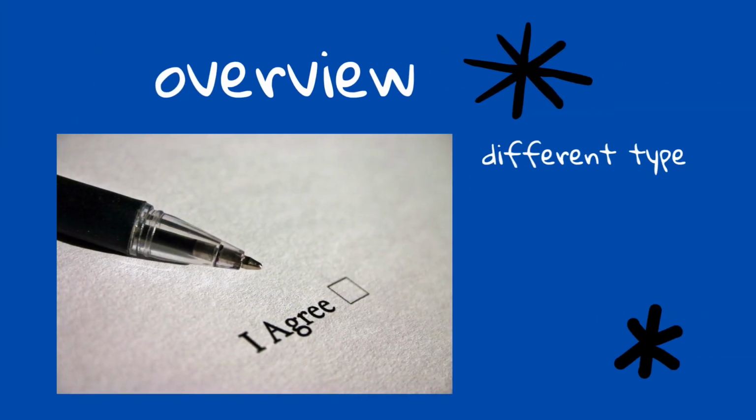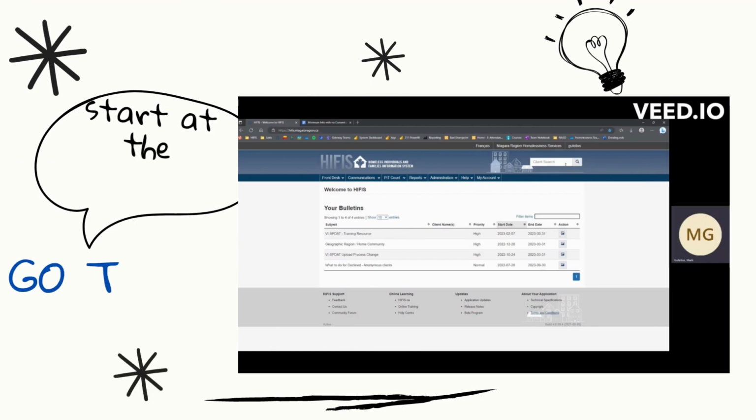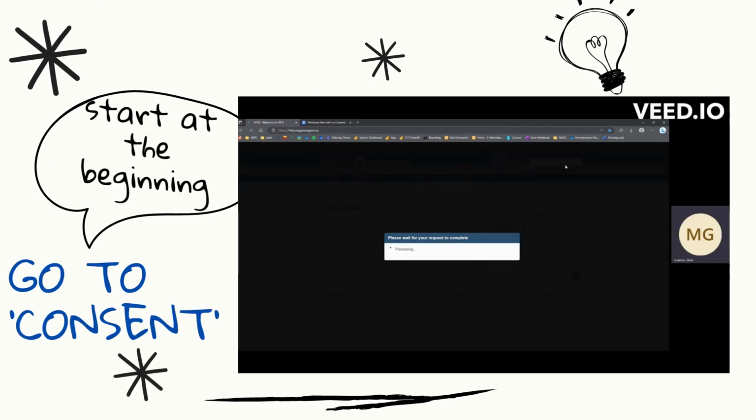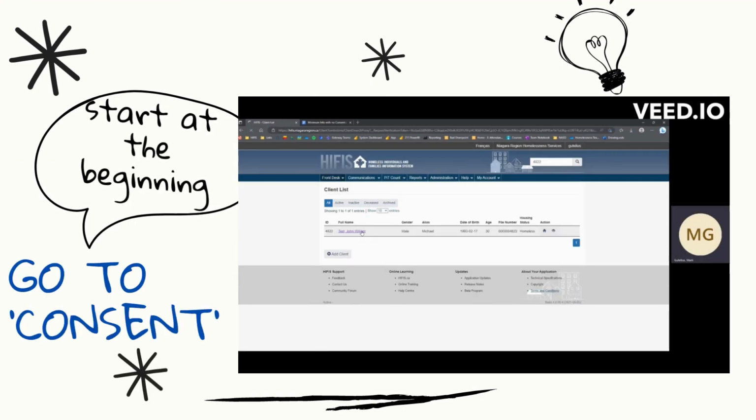I'm just going to be quickly going over the different types of consent that we currently have in the region and what each one of them means and some of the ins and outs. So to start, let me go over to our test profile.